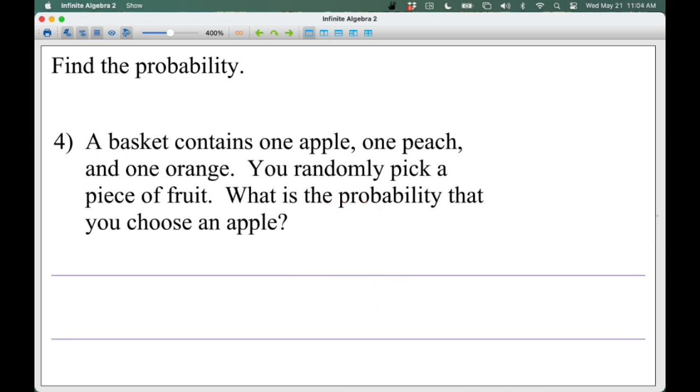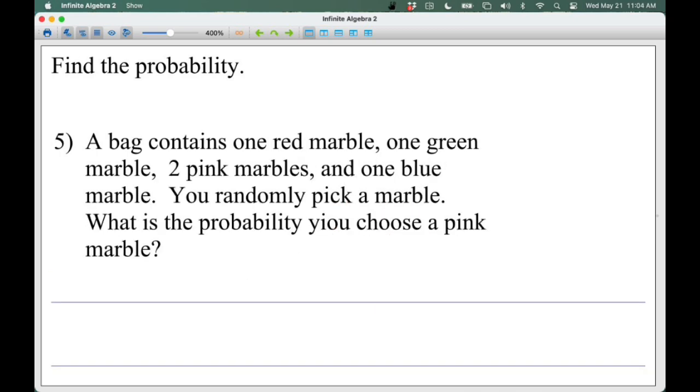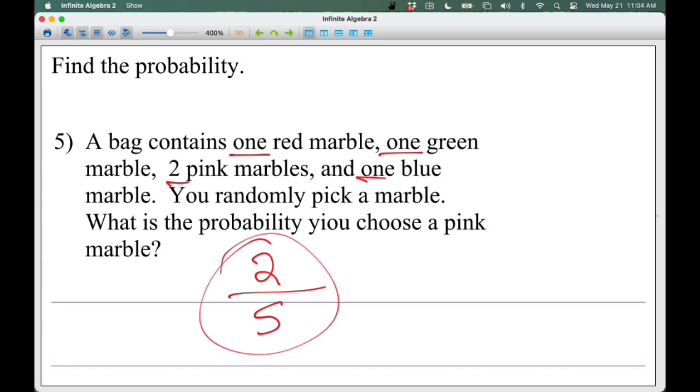All right, let's go to number 5. You have a bag containing 1 red marble, 1 green marble, 2 pink marbles, and 1 blue marble. You randomly pick a marble. What is the probability you choose a pink marble? 40%. Well, there's 2 pink possible. There's 2 pinks out of a total of how many marbles are there? 1, 2, 3, 4, 5. Yes, 5. So it's 2/5, which is 40%. You can just give me 2/5.